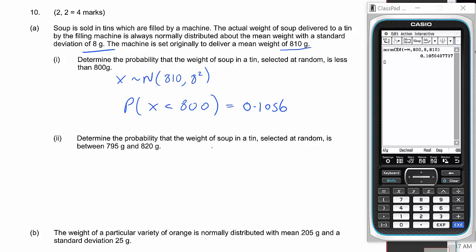Determine the probability that the weight of soup in a tin selected at random is between 795 and 820. So now we want between 795 and 820. So we can make the bottom one 795 and the top one 820. And that's 0.8639. Actually, just looking at the value there, if I round that correctly, it won't be 39, it will be 40.